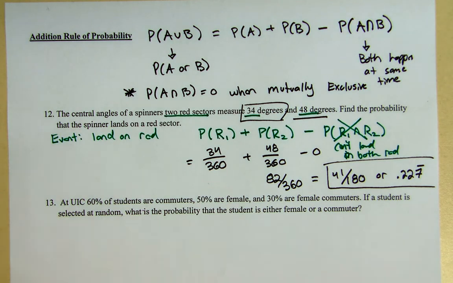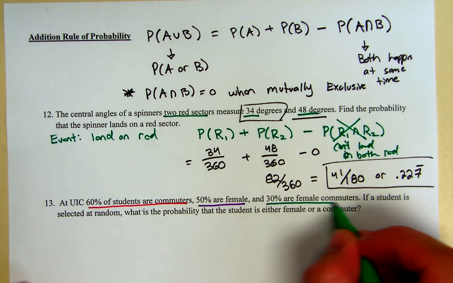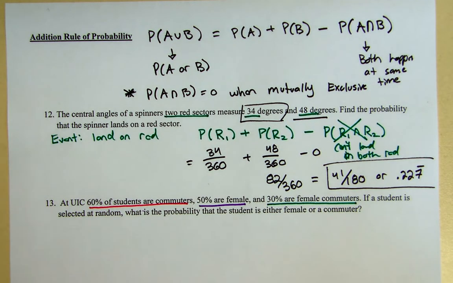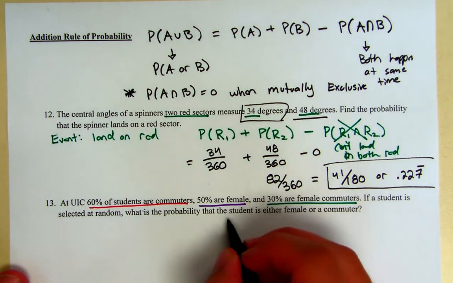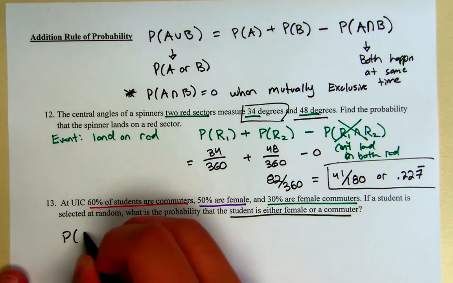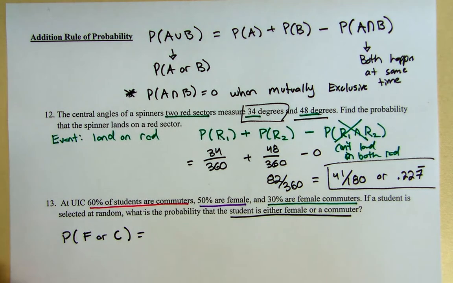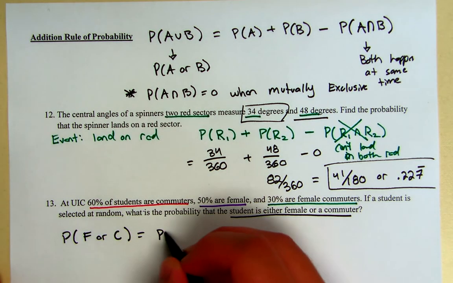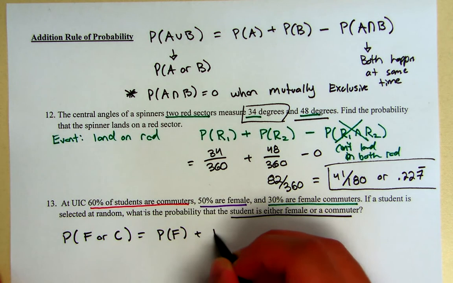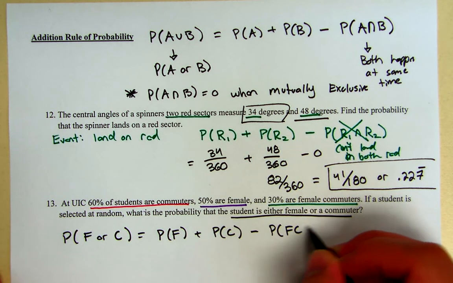Alright, moving on. At UIC, 60% of students are commuters, 50% are female, and 30% are female commuters. Selecting at random, what is the probability that a student is either female or a commuter? So, probability of female or commuter. We have to add up the probability of being female plus the probability of a commuter, but we need to subtract out the probability that they're a female commuter.